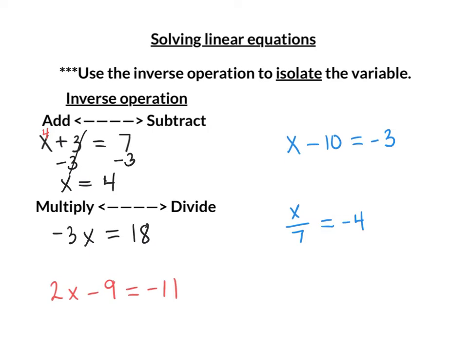For the next one to the right, x minus 10 equals negative 3. The inverse of subtract 10 is add 10. So to get x by itself, I would add 10 to both sides, and these would drop out, and x would be by itself, and negative 3 plus 10 is positive 7, and x would be 7.